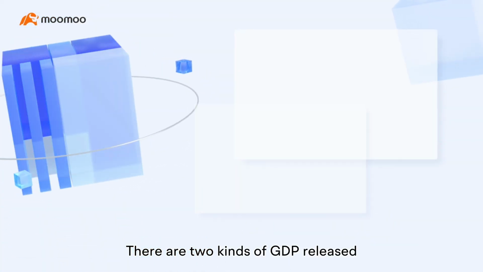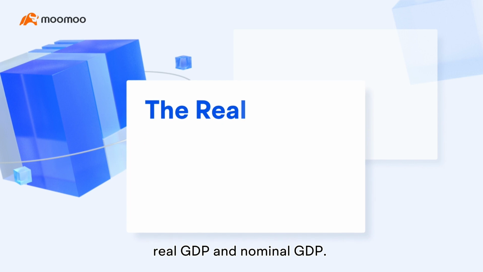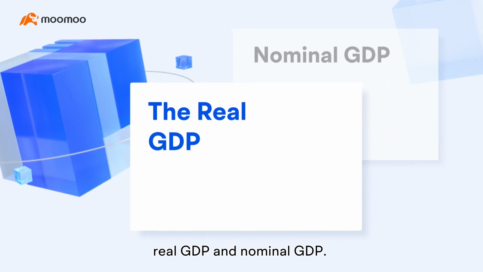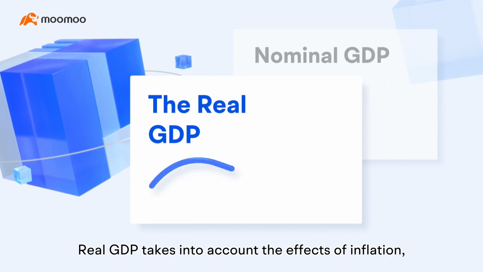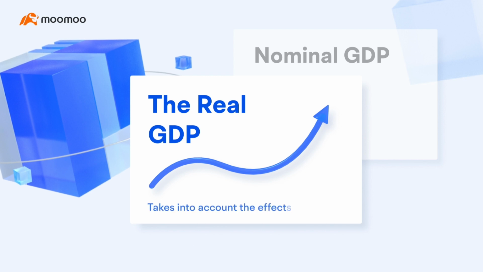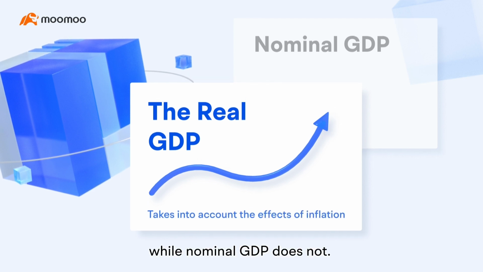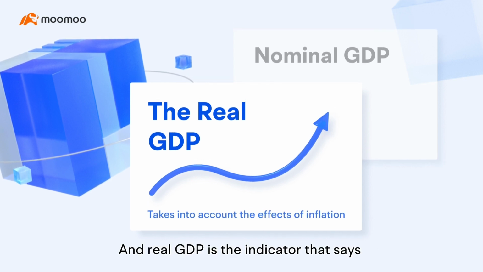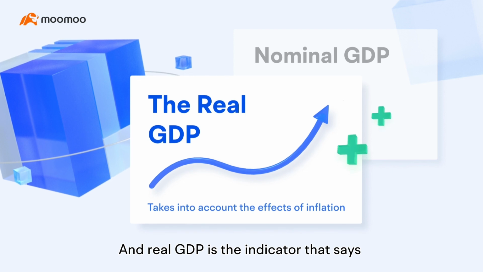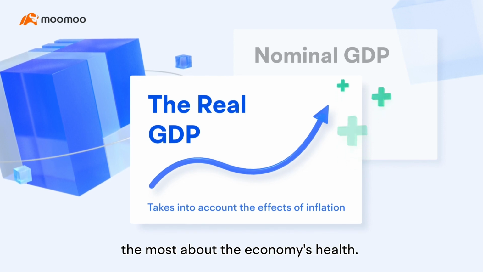There are 2 kinds of GDP released: real GDP and nominal GDP. Real GDP takes into account the effects of inflation, while nominal GDP does not. And real GDP is the indicator that says the most about the economy's health.